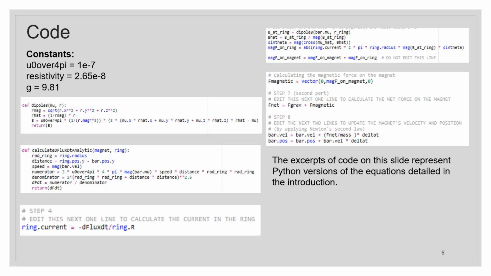For the coding aspect, the constants are μ0 over 4π, the resistivity, and g. The images on these slides represent the calculation steps performed in the code. First, the magnetic field of the dipole is defined, and then the dΦ/dt. The ring current is found from Ohm's law, V equals IR, and then the magnetic force is found using the equation in the introduction. The net force takes into account the magnetic and gravitational force, and finally, velocity and position update formulas are used to iterate the predicted position of the magnet in the tube to find the time it spends inside the tube.